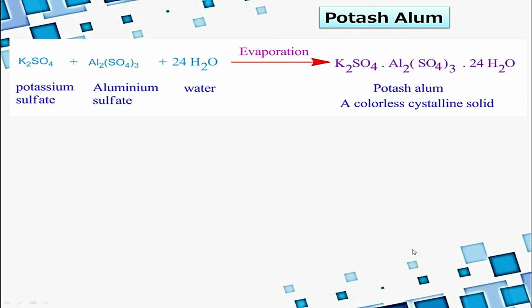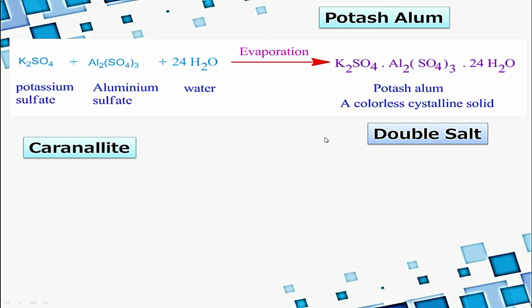Now I'll tell you how potash alum is formed. In this reaction, you can see potassium sulfate solution is reacted with aluminium sulfate solution, and due to the formation of solution, water molecules are present here. After evaporation, after the crystallization process, these two different molecules have attached together to take the form of one molecule, and this molecule is known as potash alum. Separately, they were known as potassium sulfate and aluminium sulfate, but collectively they are now known as potash alum. It is an example of double salt.